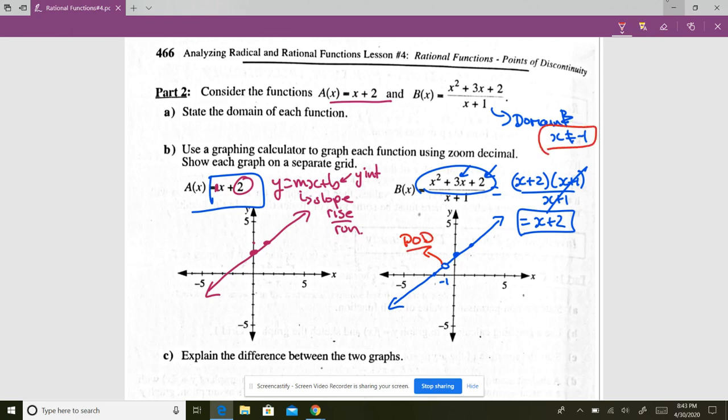Put in what x cannot equal into what's left over. So negative 1 plus 2. So y cannot equal 1. And that's what that is right there, 1. So the POD has coordinates of negative 1 for x and 1 for y. Okay?